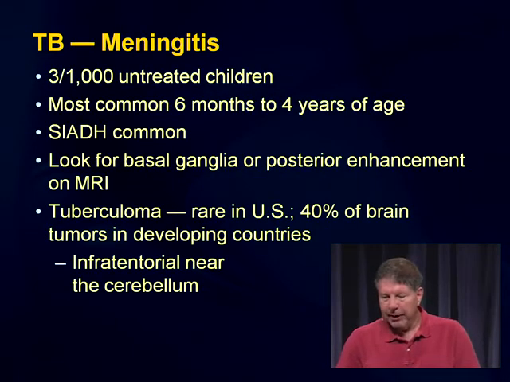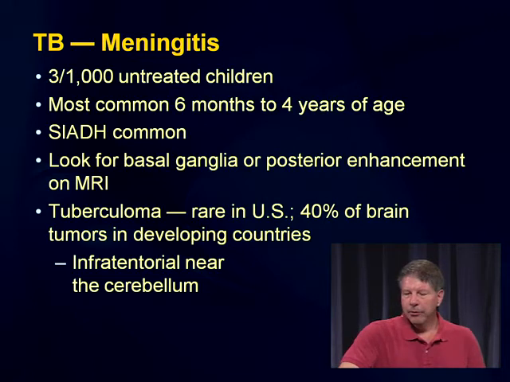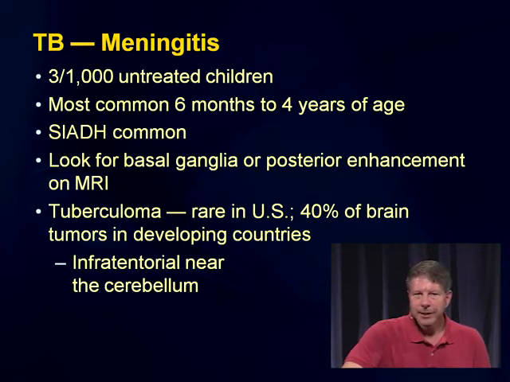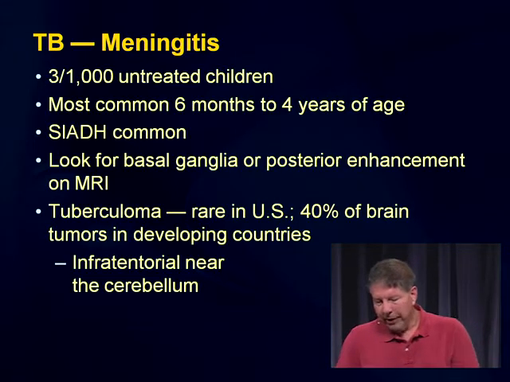TB meningitis is more common in kids, and we see it more commonly in kids between 6 months to 4 years. SIADH is very common. They may give you an MRI, and they talk about posterior enhancement. So they've got lung disease and this posterior enhancement on the MRI. Be thinking tuberculosis. That's what they're trying to tell you. I wouldn't worry about the tuberculomas because it's so rare here in the States.